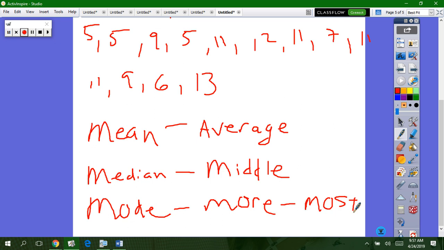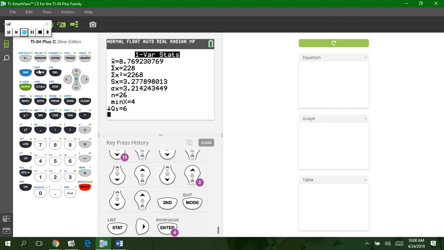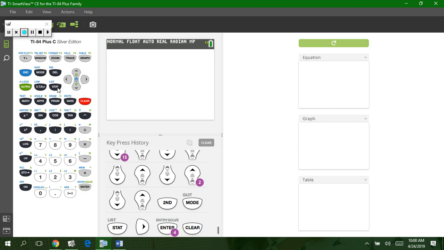To the machines! Hopefully you guys have this written down because I need somebody to tell them to me. Here's what we're going to do. We're going to hit stat. Do you remember how to get into where you need to go? So you're going to hit stat, edit.